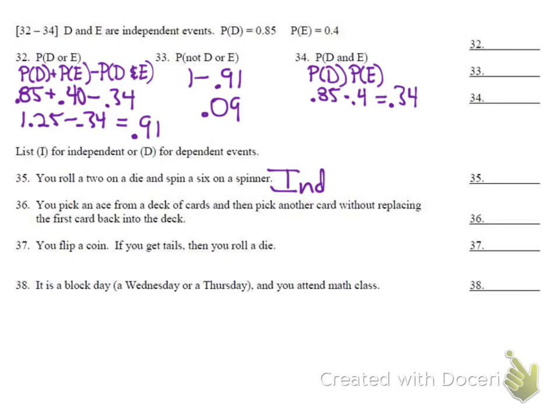I pick an ace from a deck of cards, then pick another one without replacing. Because I've pulled that ace, I've changed the number of cards I have. I didn't put it back, so that's going to be dependent. If I flip a coin, and if I get tails, I roll a die, that is dependent, because if I flip a heads, I can't roll a die. And if it's a block day, you attend math class, that is independent, because you'll likely attend math class any day. It does not have to be block day, and in fact on some block days you may not even have math class, so that would be independent.